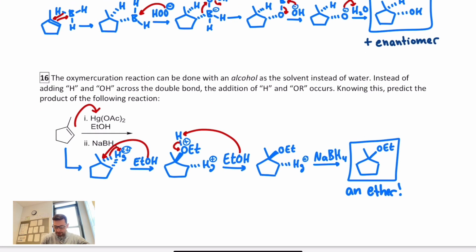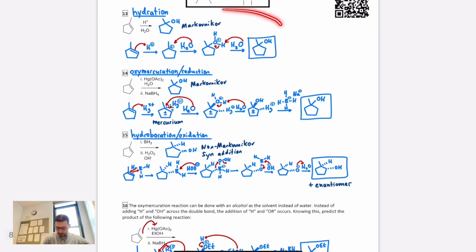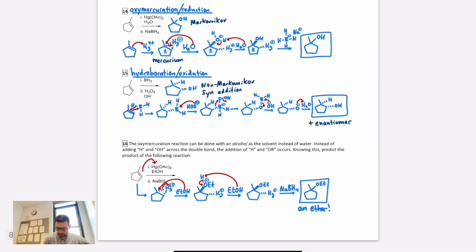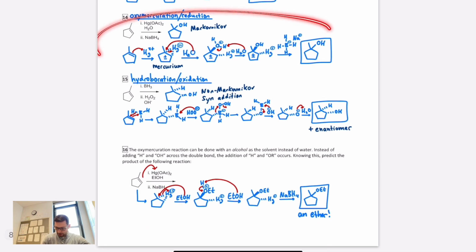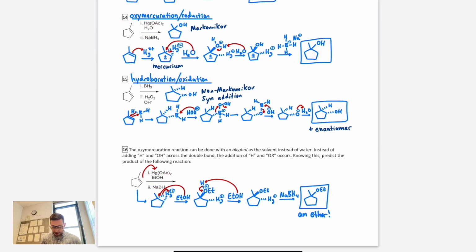Okay, so there's 3 new ways we can take alkenes and turn them into alcohols, and you can tell by modifying the middle one by using an alcohol instead of water. You get ethers instead of alcohols. They are selective regioselectively, Markovnikov or non, and the hydroboration is quite stereoselective, giving you syn addition.